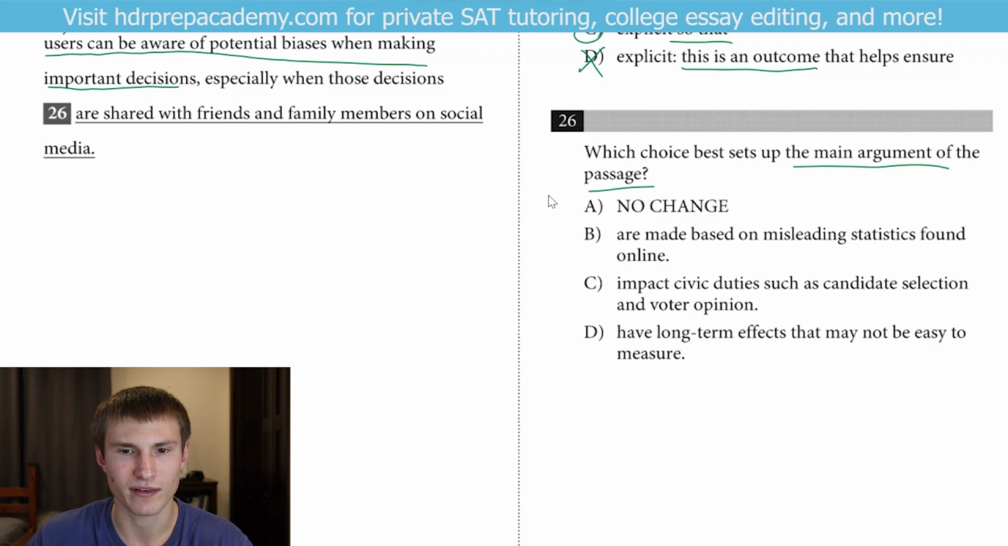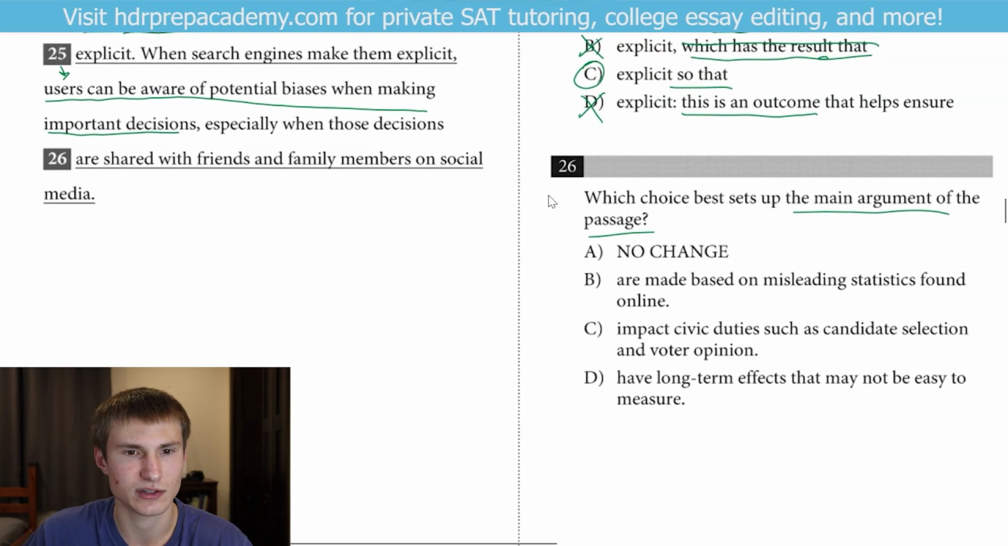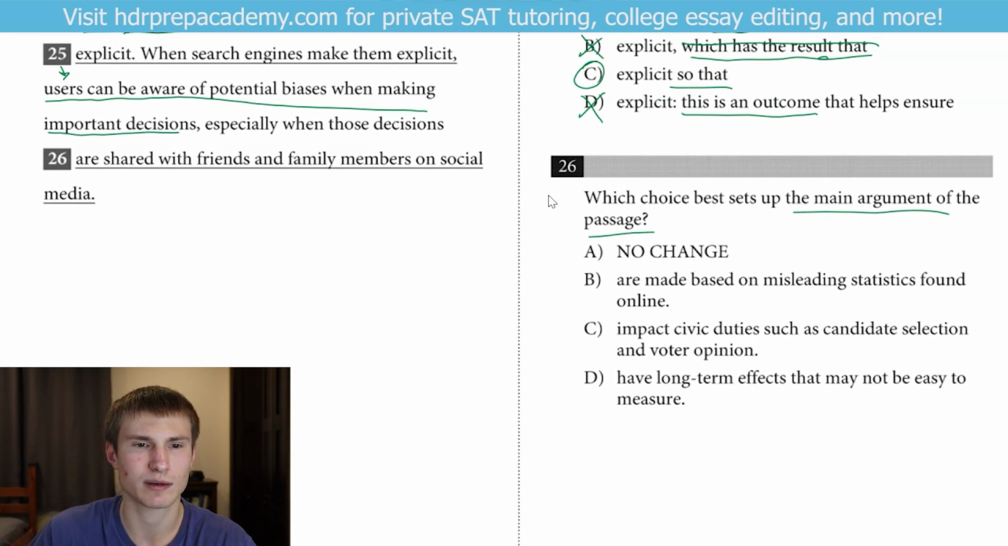So we have option A, especially when those decisions are shared with friends and family members on social media. In this case, we're talking about the reason that search engines should make it explicit that users have these biases. We're not talking about that because it's shared with people online. So A would be incorrect. B, it's made on misleading statistics online. No. C, it impacts civic duties such as candidate selection and voter opinion. Yes, right? That's the focus of this next paragraph.